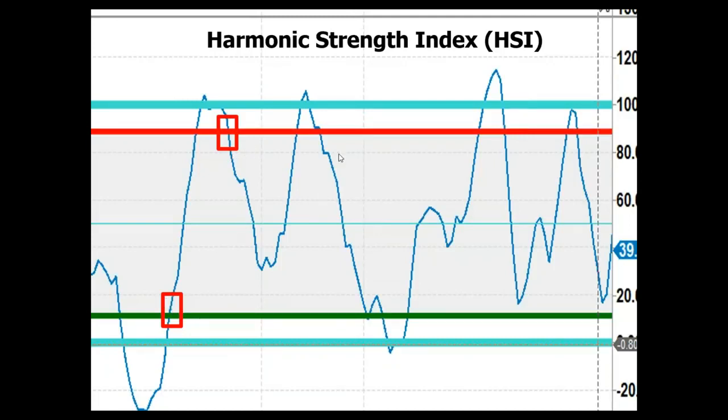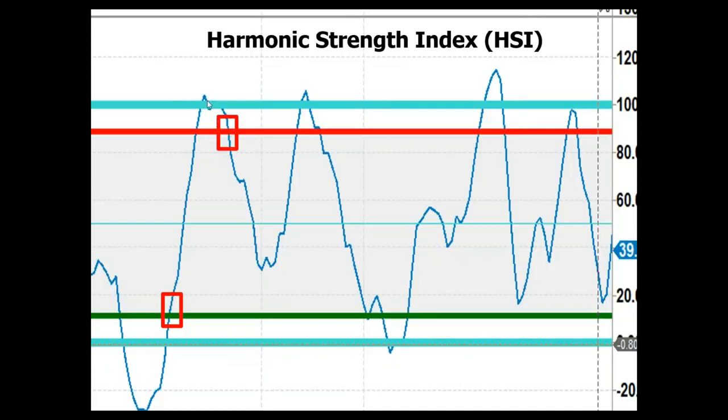On the top side here, above the 88.6 level, that is our overbought level. Oversold down on this here, that's 11.3. This teal line, that's 0. The top line is 100. So we look for 0 to 100 as a typical oscillator, but again, focusing when that pops out.